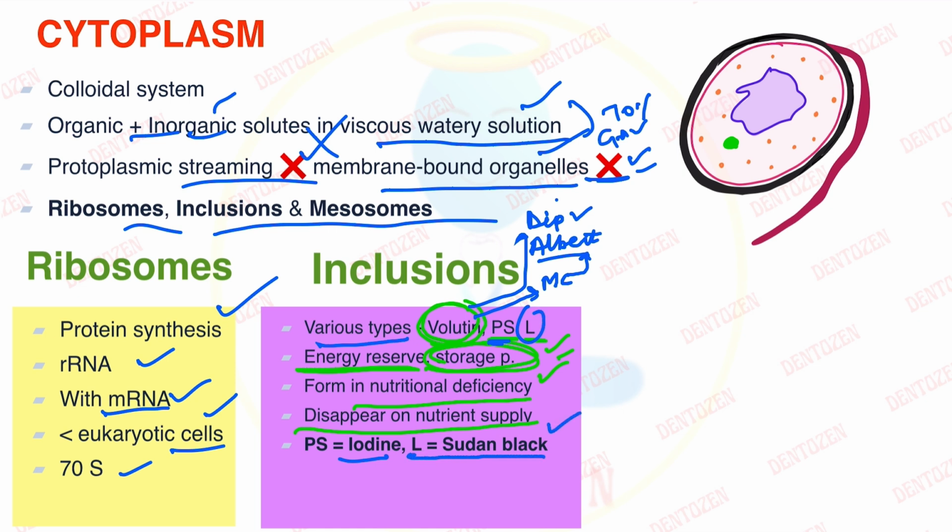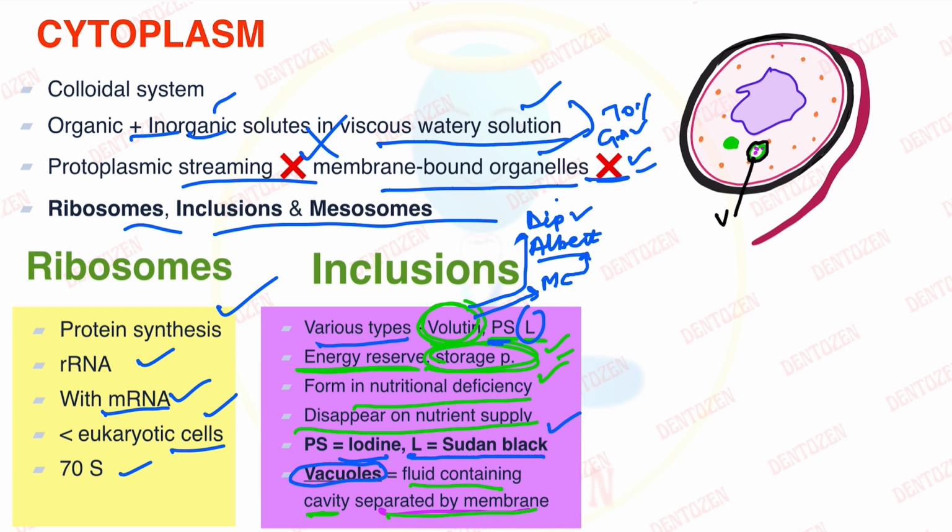Then another thing, that is vacuoles can be there. So what are vacuoles? How are they different? So vacuole can be a fluid containing cavity. So they can be a cavity in which the fluid may be present, and they are separated from the cytoplasm by a membrane. So they may have a membrane like this. So this is vacuole and this is inclusion. So those two can be present.